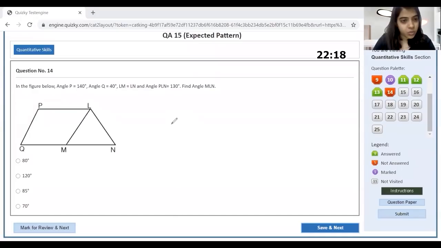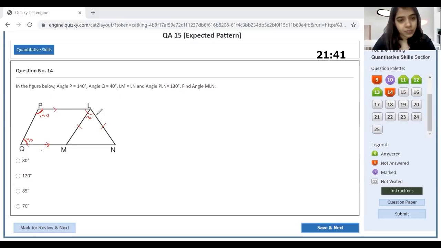Fine. Angle P is 140. Q is 40. LM equals LN. And angle PLN, this entire thing, is 130. They're asking us for MLN. Fine. So we look at these two. 140 and 40, the sum of these two is 180. If the sum of these two angles is 180, we can say that these two lines are parallel. PL is parallel to QN, right?